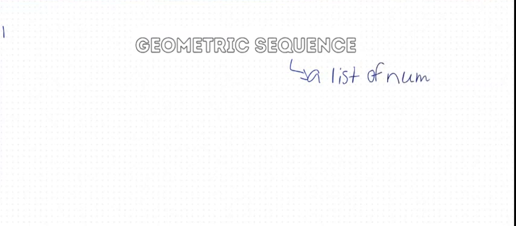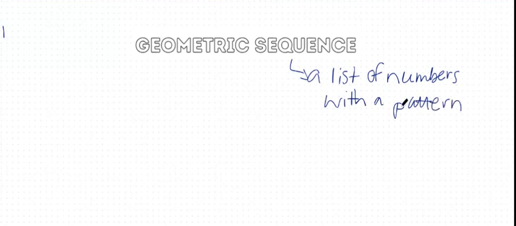So we have arithmetic sequences and then we have geometric sequences. Our definition for a sequence is going to stay the same. So a sequence is still a list of numbers with a pattern. That stays the same. We have arithmetic sequences that are increasing or decreasing through addition and subtraction. We have patterns that we don't represent with an equation, just patterns that we see.